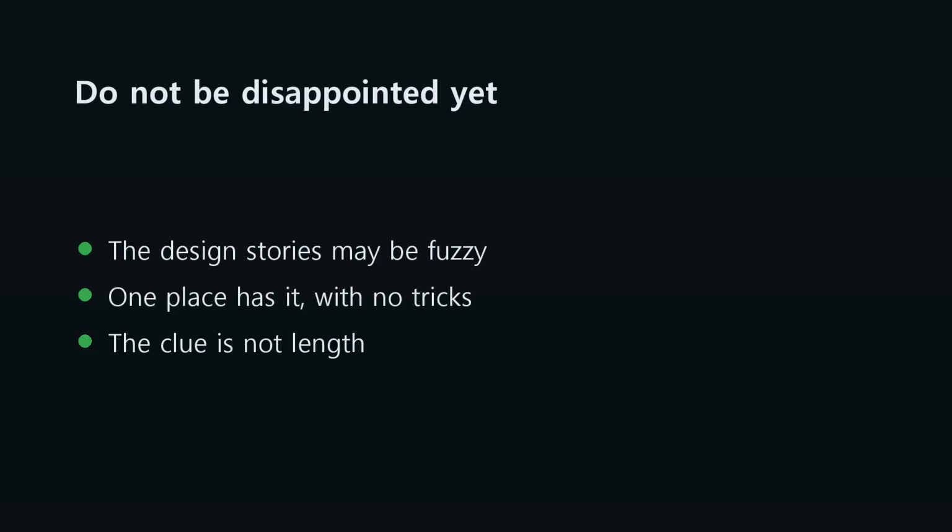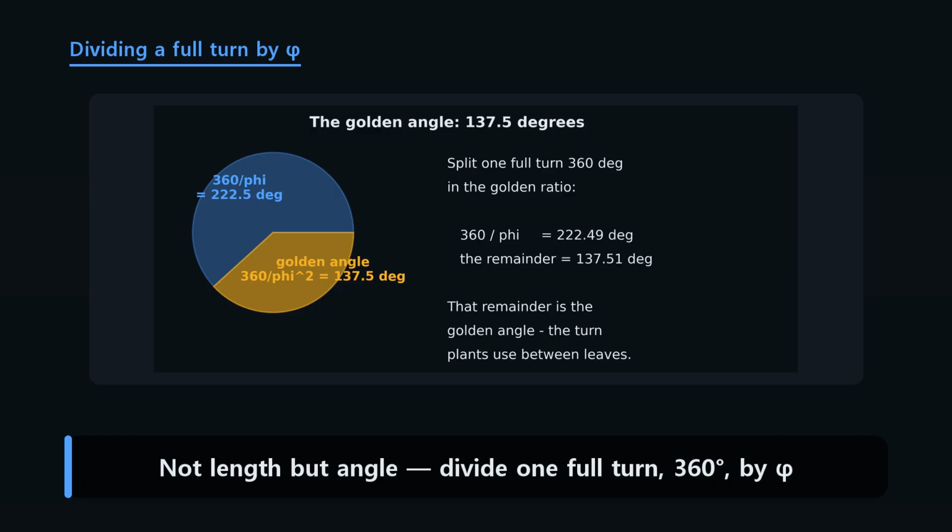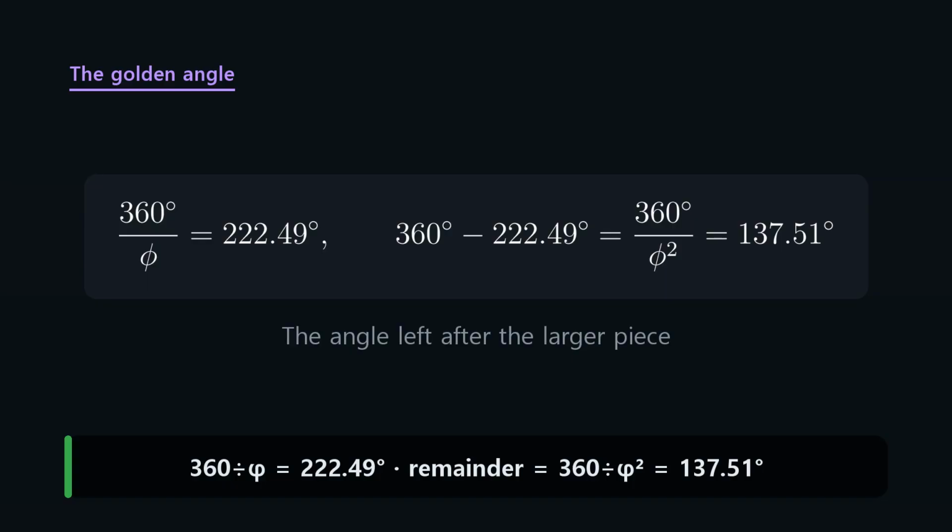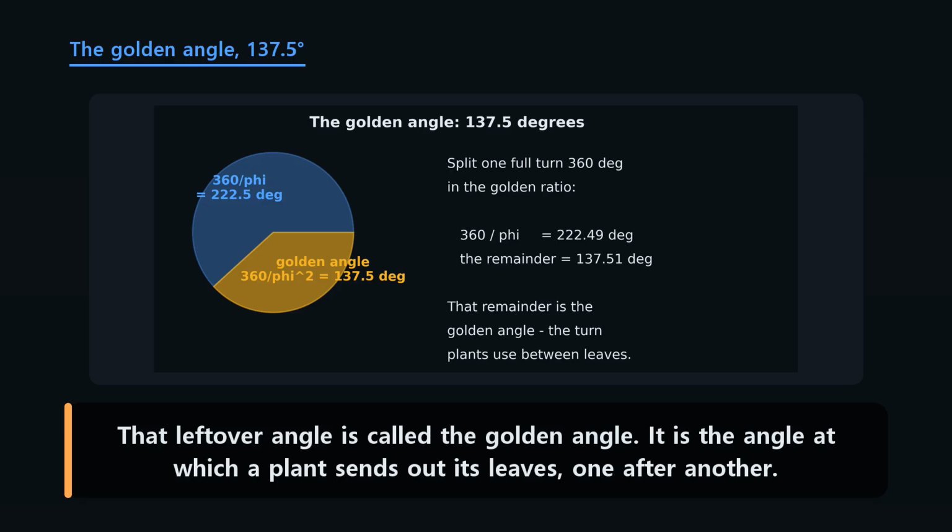But do not be disappointed yet. There is a place where it really is written in with no sleight of hand. It is not length, it is angle. Let's divide one full turn, 360 degrees, by the golden ratio. The larger piece is about 222.5 degrees. The angle left over is about 137.5 degrees. That leftover angle is called the golden angle. It is the angle at which a plant sends out its leaves, one after another.